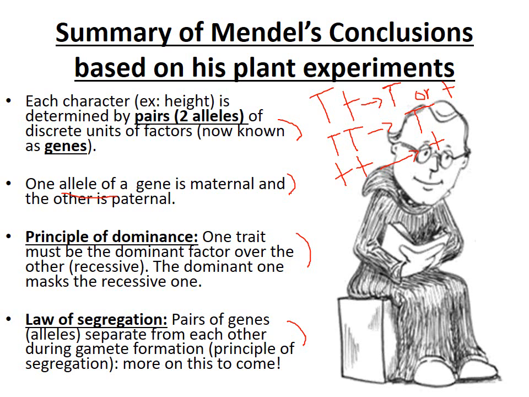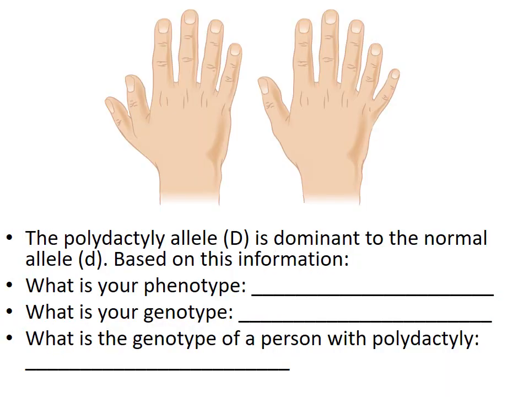Gamete genotypes are always one letter because they're haploid. The parent genotypes or the individual genotypes are always going to be two letters because they're diploid. So we'll do a few sample problems together.